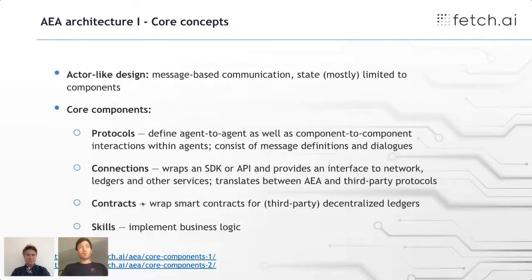The third core abstraction are these contracts, and by contracts, we basically just mean wrappers for smart contracts. Here you would place any logic which helps you abstract some of the underlying specifics of the ledger where the smart contract is deployed. And so it allows you to, again, have this capability of dropping in different contracts without breaking any of the other components. And finally, the most important one, which most developers actually spend their time on, is skills.